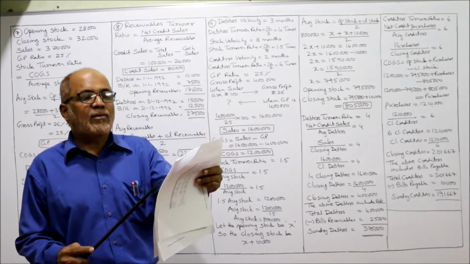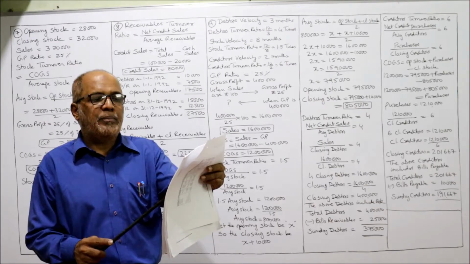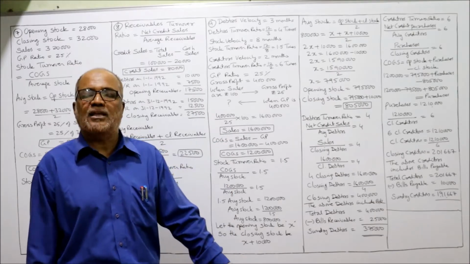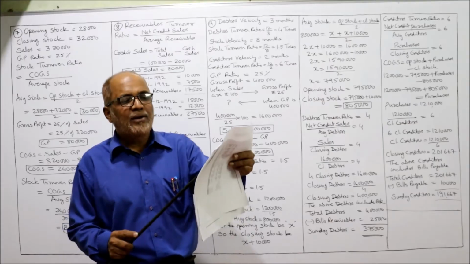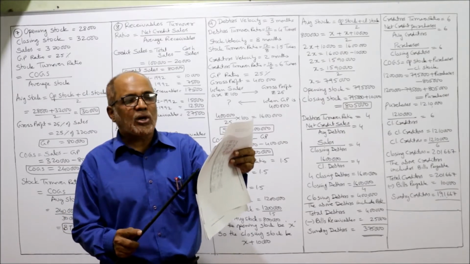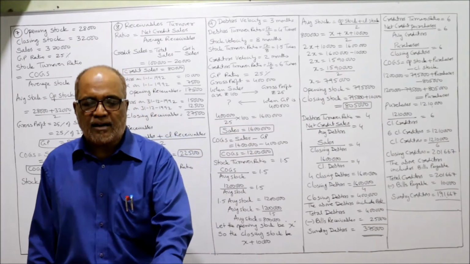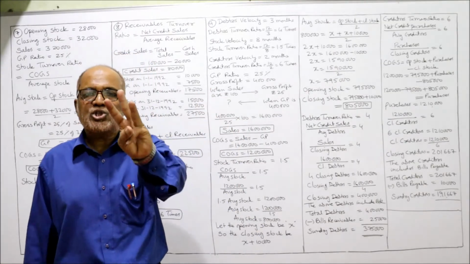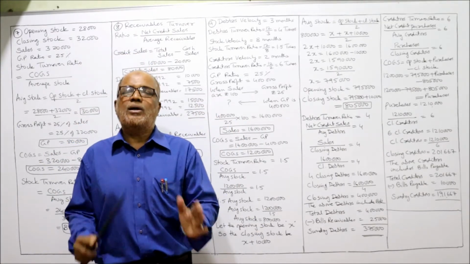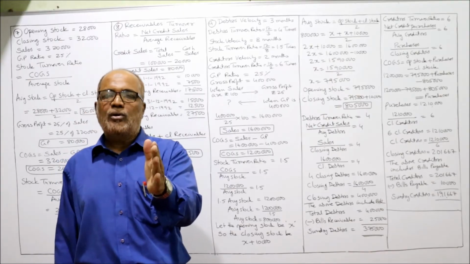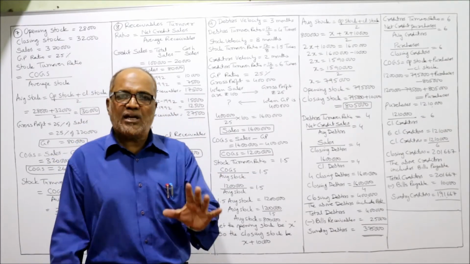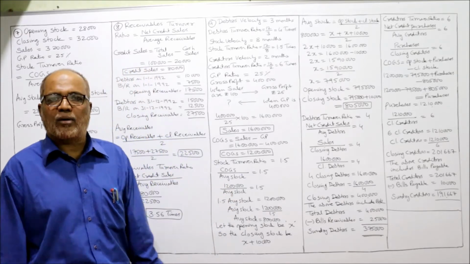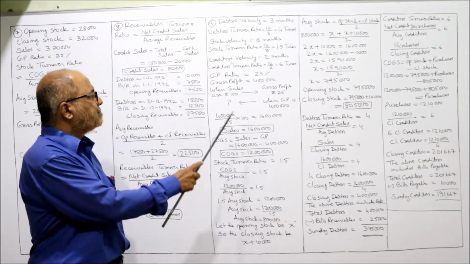Then bills receivable amounted to 25,000 and bills payable 10,000. So we are given bills receivable and bills payable. Find out closing stock, sundry creditors and sundry debtors. So 3 questions are asked. You are required to calculate closing stock value, sundry debtors and sundry creditors. That's all. See carefully how we are manipulating the formulas to find out those 3 items.